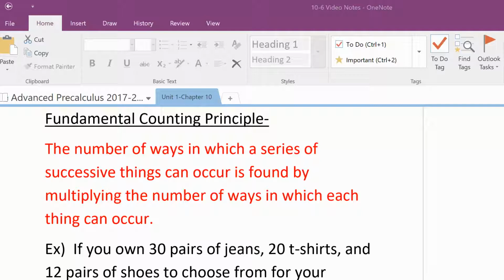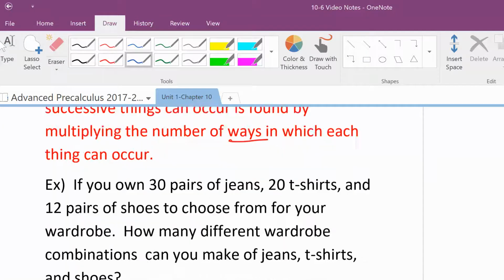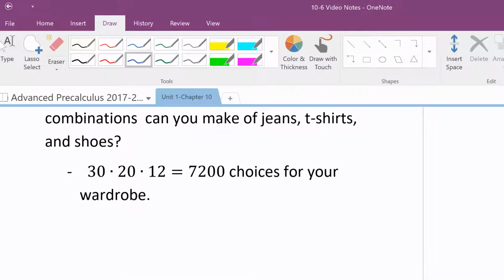The first thing we're going to talk about is the fundamental counting principle, and that's the number of ways in which a series of things or events can occur, and that's found by multiplying the number of ways in which each event occurs. So for example, here, if you own 30 pairs of jeans, 20 t-shirts, and 12 pairs of shoes, how many different wardrobe combinations can you make of jeans, t-shirts, and shoes? So if you multiply 30 times 20 times 12, you get 7,200 choices. And that's how many different combinations you could make for your wardrobe.